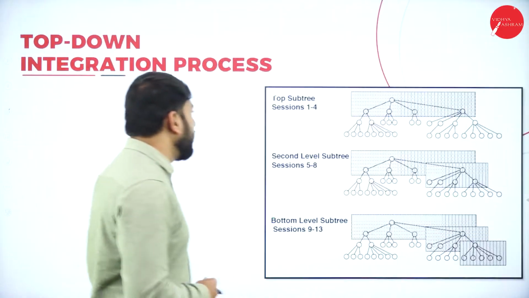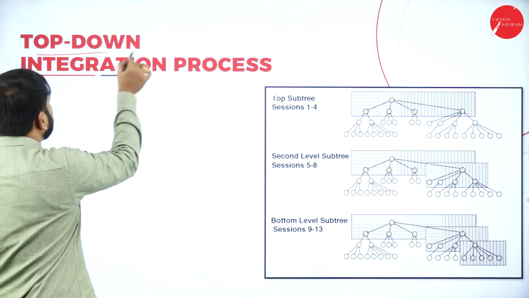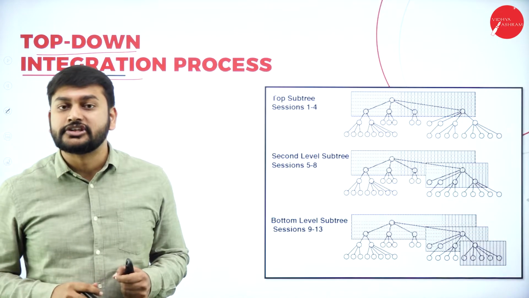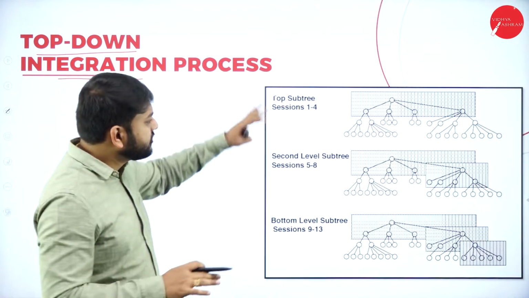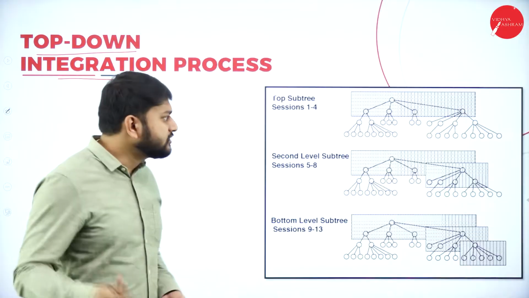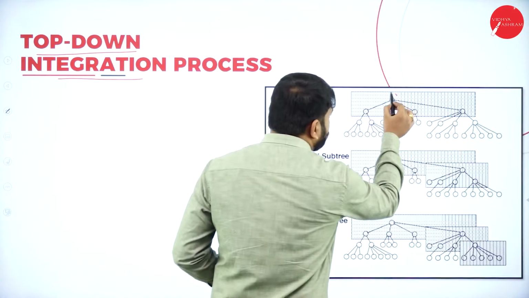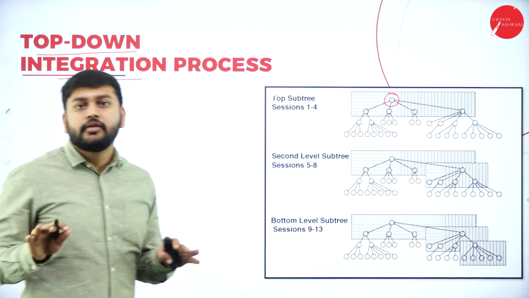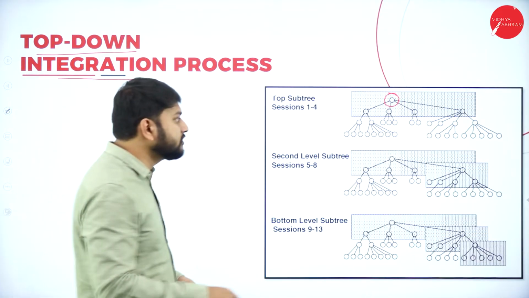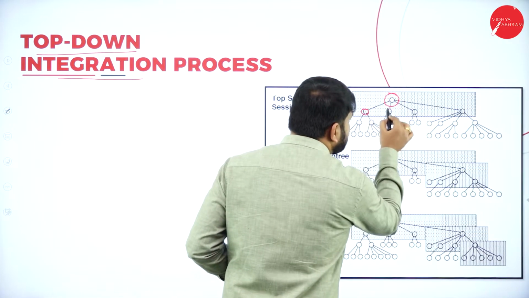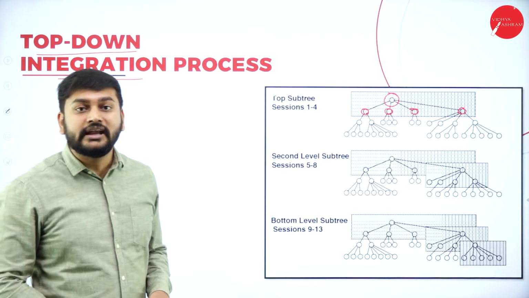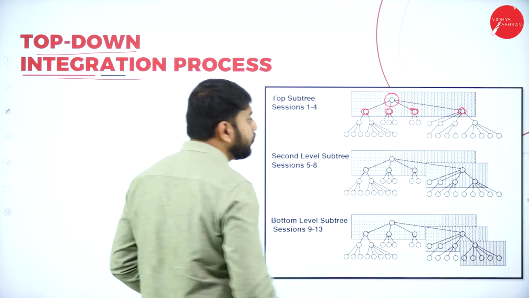The first one that I have is the top-down integration process. What exactly happens in the top-down integration process? If you just look at the diagram, I think the concept is very simple. You don't have to worry much. Please observe, first you are taking the main function or the main program. Then after that, the next level. So this is my next level, and you will start integrating with this. Then after that, you will come to this.